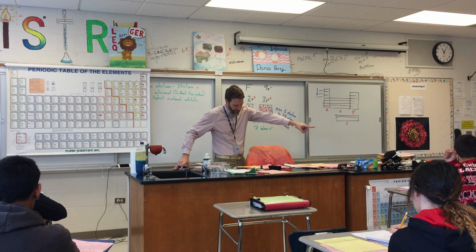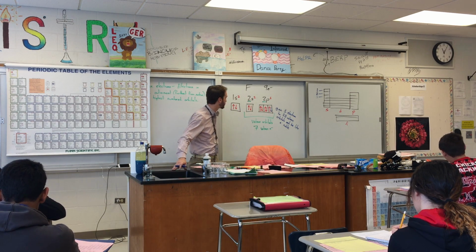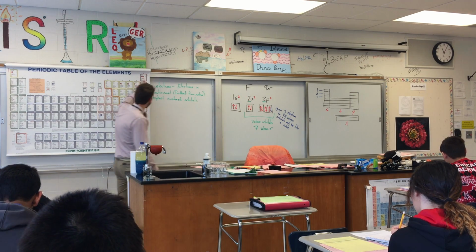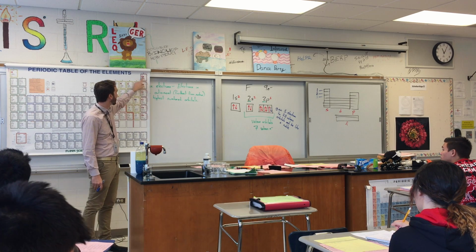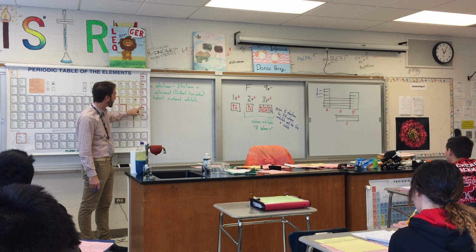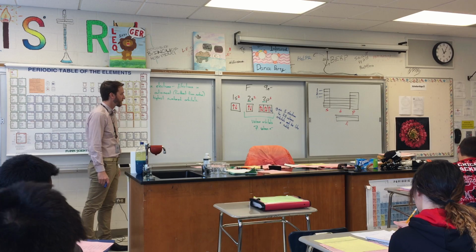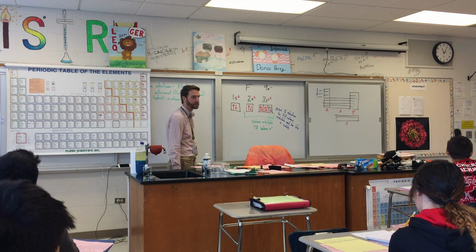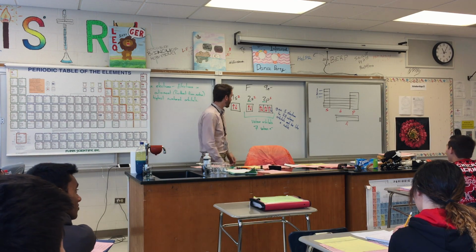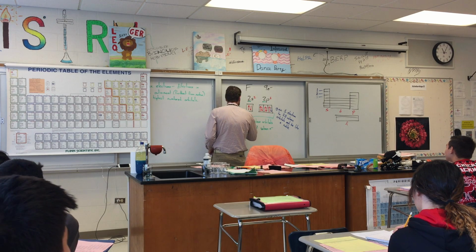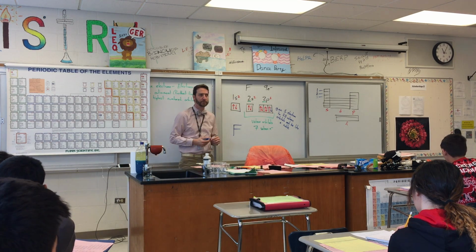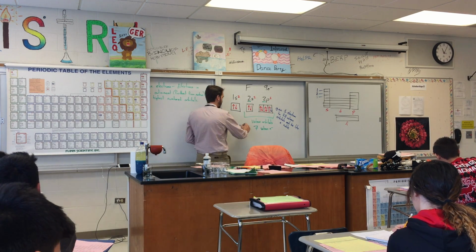Okay? Question. What's a noble gas again? Anything on the very farthest right column of the periodic table. Helium, neon, argon, krypton, xenon, and radon. Okay, so what is the symbol for the ion that fluorine is going to form? We put a -1 here.